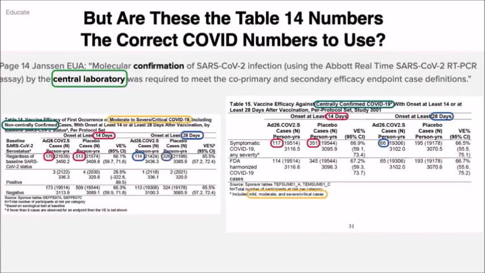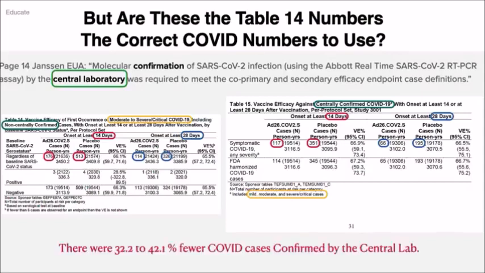326 in the placebo group, but in the central core lab, no. There were only 195. Those numbers are significantly different as they drop the number of cases by 32 to 42%. Those numbers weren't used to determine whether these drug vaccines should be EUA approved.